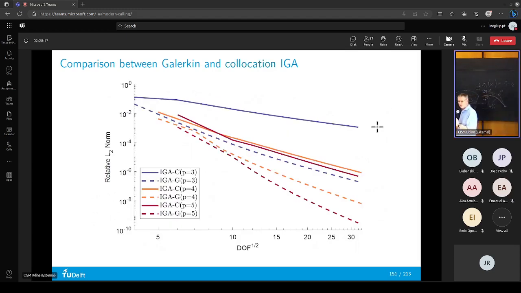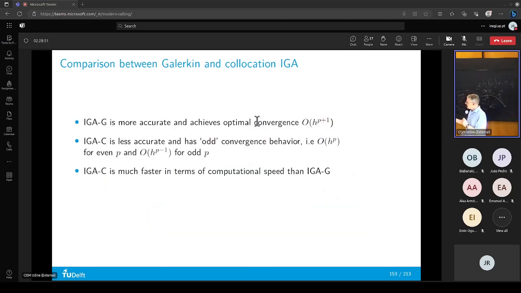Okay, and if we do mesh convergence analysis, now IGA-G stands for the Galerkin, IGA-C stands for collocation. We have to start at cubic because we need to do second derivatives. We see that the bold lines are always the collocation, the dashed lines are Galerkin. Galerkin has the optimal p+1 convergence behavior. Collocation has some very weird convergence behavior. And that's not an implementation fault, but that is according to theory. I come back to that.